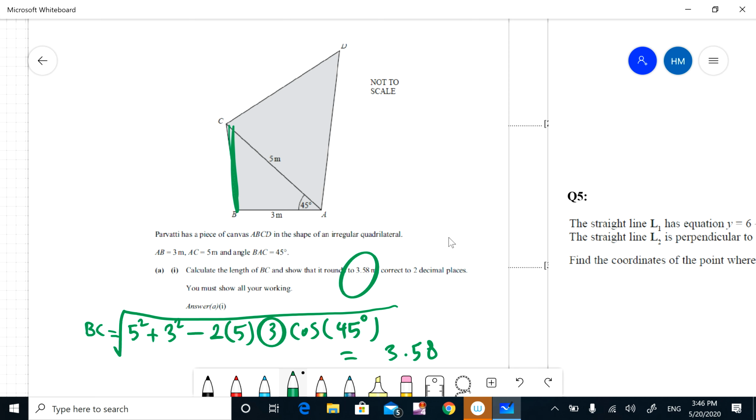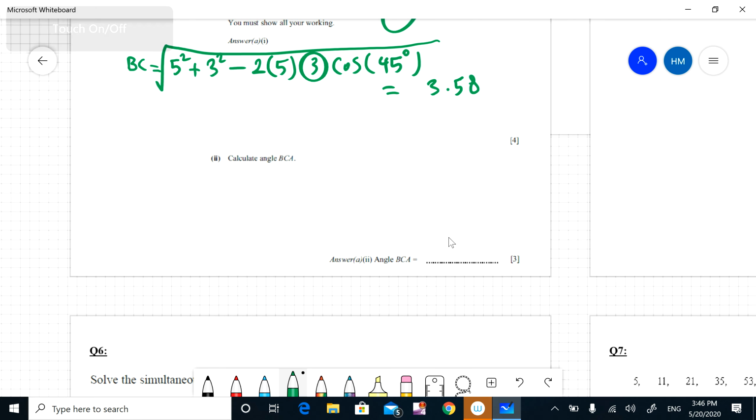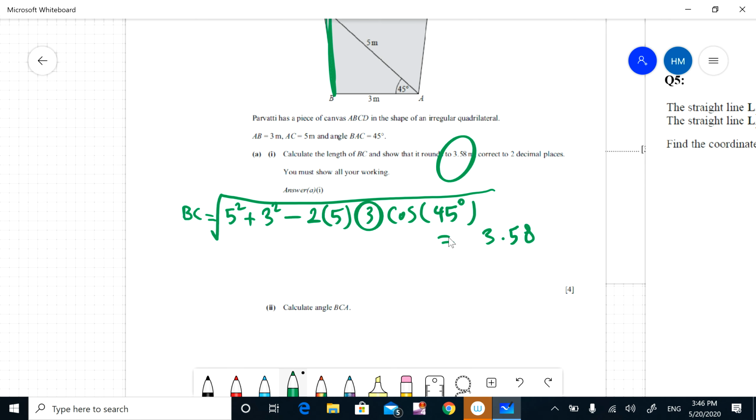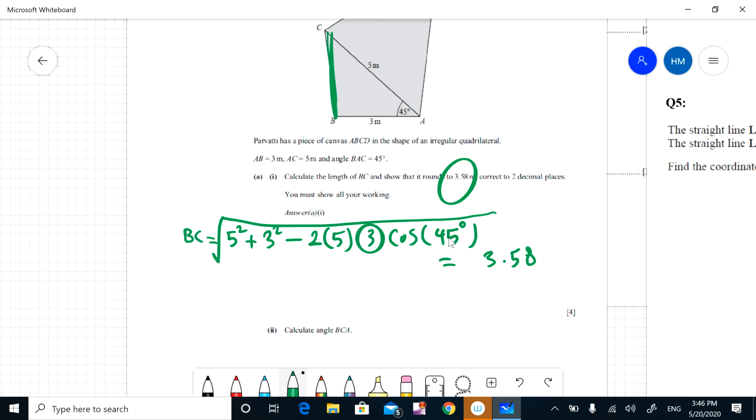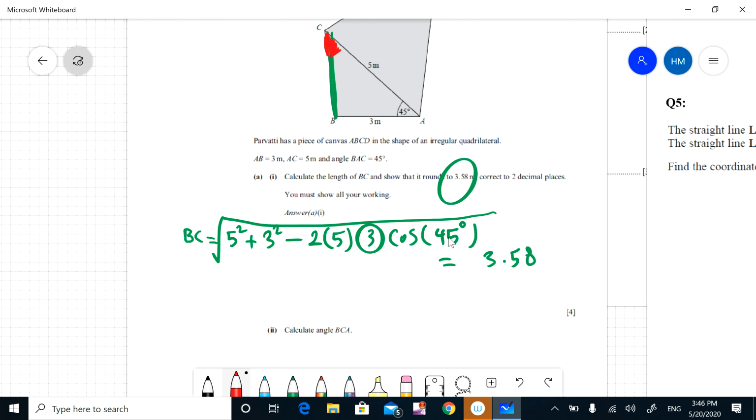Let's go to part B, the second part of the question. We need the angle BCA. We are talking about this angle. You can use the cosine rule or you can use the sine rule again. So you can say sine 45 degrees over the side opposite to it, the side we found, 3.58, equals sine of this angle over its opposite side.